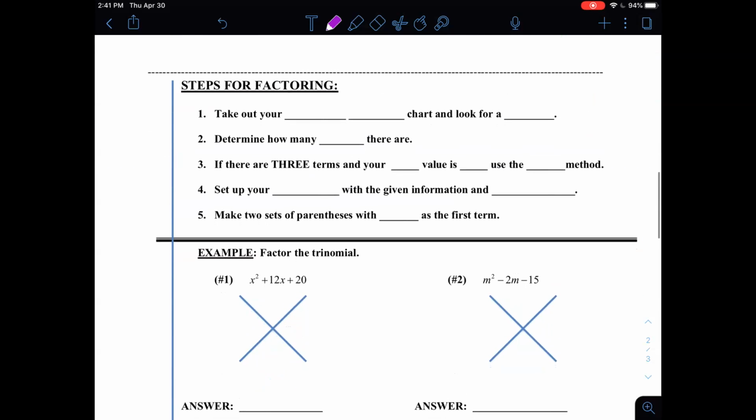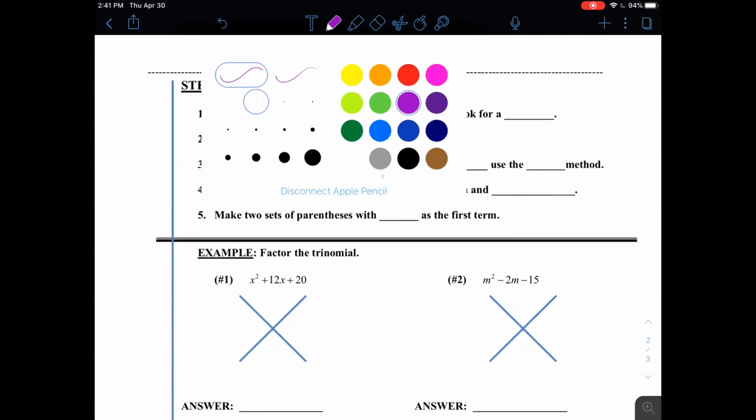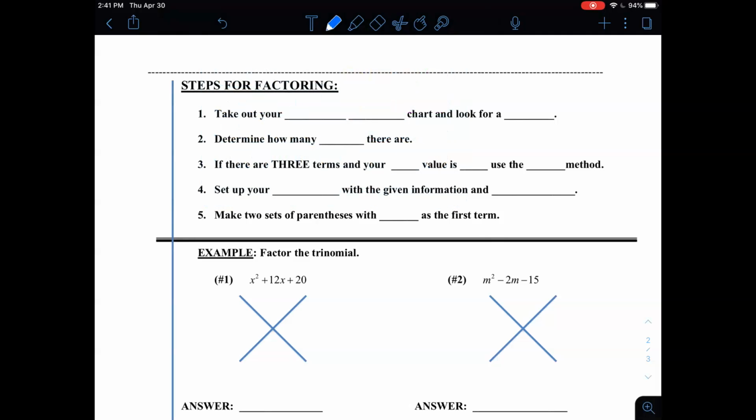Okay, so steps for factoring. You're going to take out your factor flow chart, your what? Factor flow chart. I think I've been going a little quickly with the words and you guys are taking notes. I'm going to try to slow down a little bit. Take out your factor flow chart and you're going to look for a GCF. Look for a what? A GCF. Step 2 is to determine how many terms there are. How many what? How many terms there are.